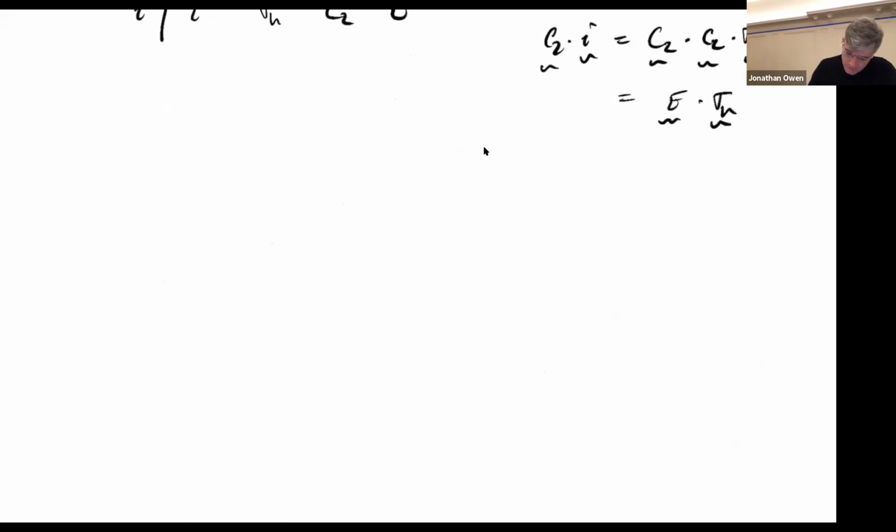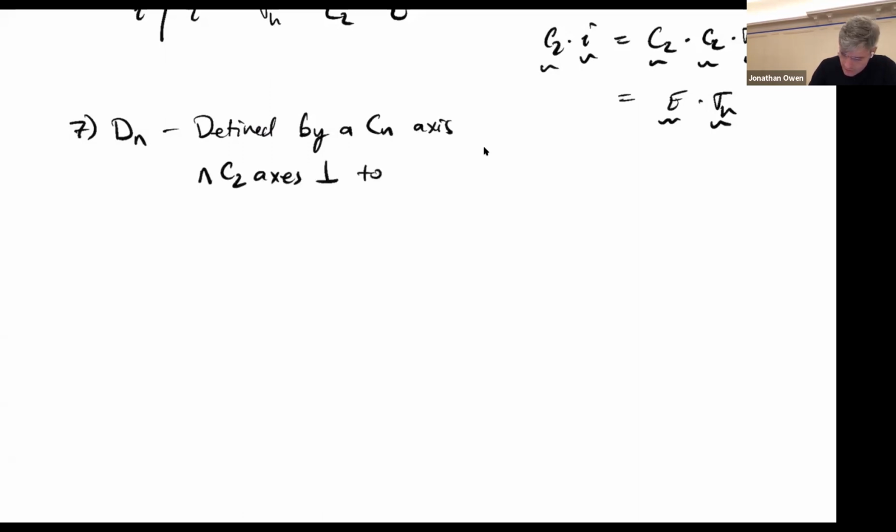All right. We're going to do some D's here. Dn is defined by a Cn axis. It also has n C2 axes perpendicular to Cn, or the principal axis is maybe a nicer way to write that. Let's write it that way.